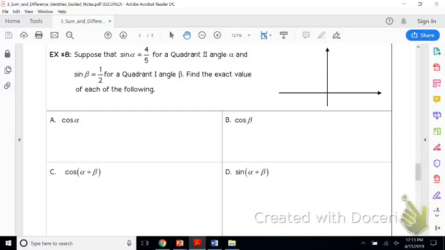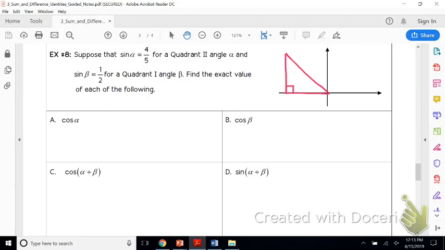So for example 8, it tells us to make a sketch, but it says suppose that sine of alpha is equal to 4/5 for a quadrant 2 angle alpha, and sine of beta is equal to 1/2 for a quadrant 1 angle beta. Find the exact value of each of the following. So let's just start out. First we have this quadrant 2 angle that they call alpha. And they said, though, that sine of alpha is 4/5. So what they did is they're going to make a right triangle here.